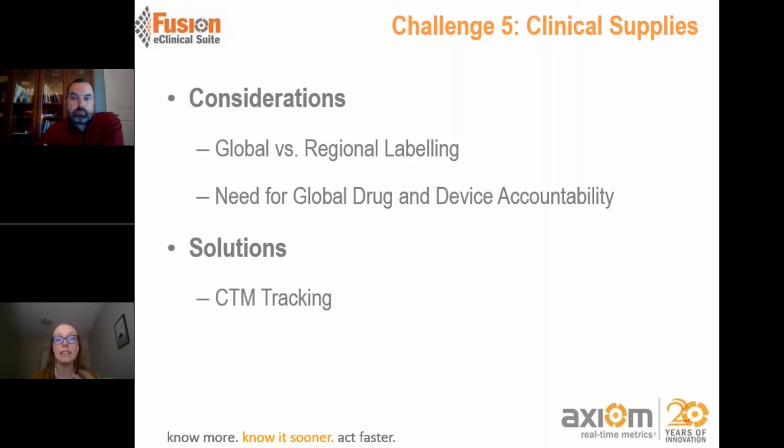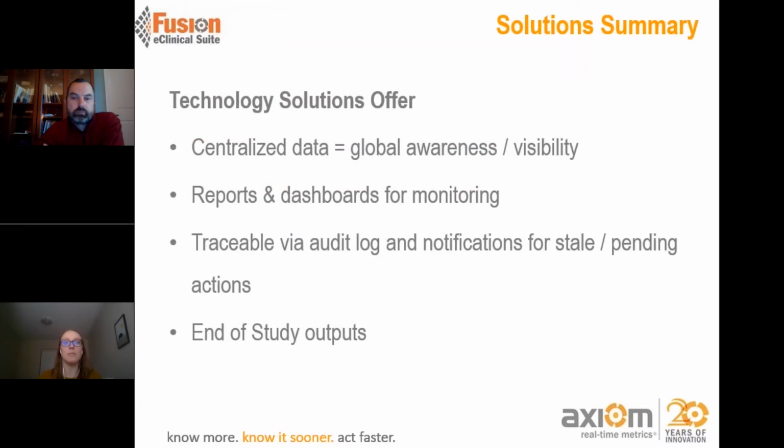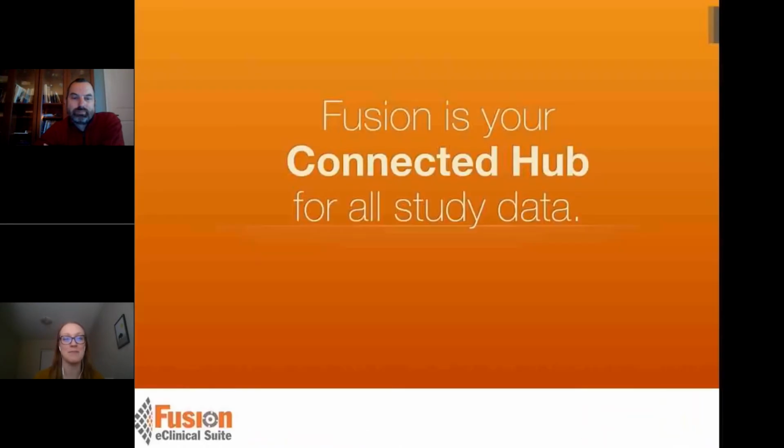And then, of course, just that need for global awareness and tracking of your inventory when you are shipping across regions, and you might have multiple depots. All of that comes together and can create challenges. The solution in this case really is the CTM tracking and being able to have that global awareness, the real-time notifications, the stale data management, all provided by the technology that we talked about today.